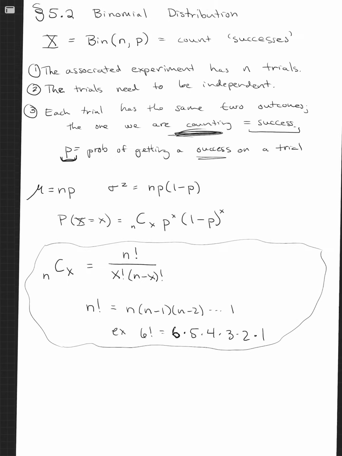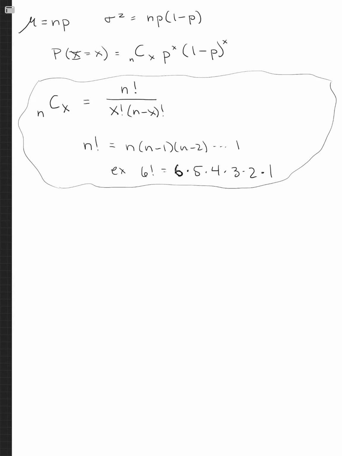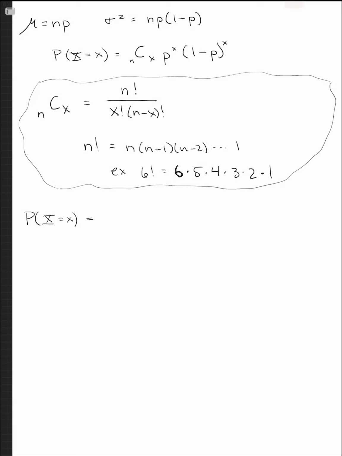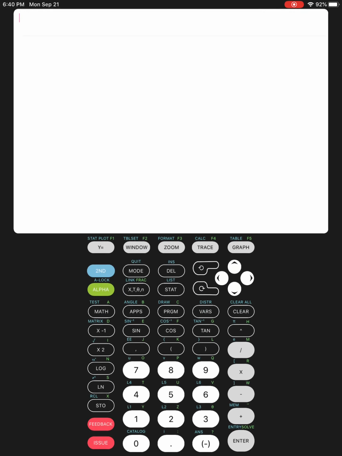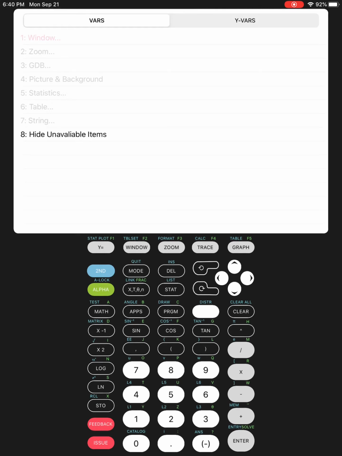Right? So for the most part, that stuff you'll be plugging into your calculator. Right? And specifically, the way we want to do this is if we want to find the probability that X is equal to x on our calculator, let me show you and then I'll come over here and write it down for posterity.